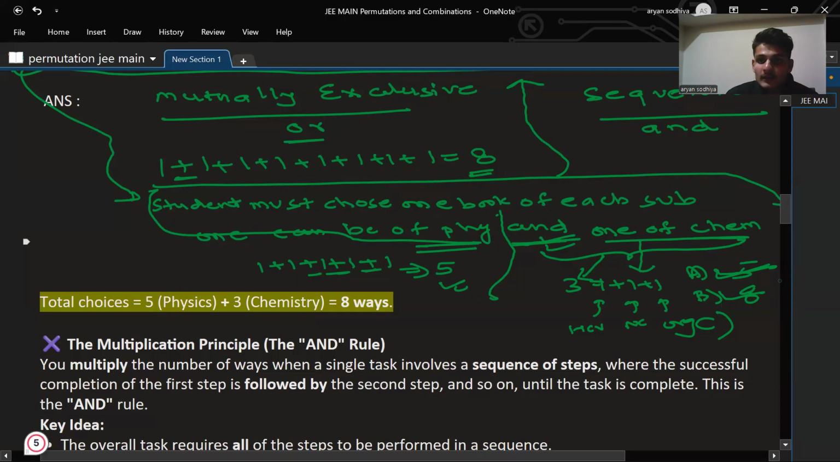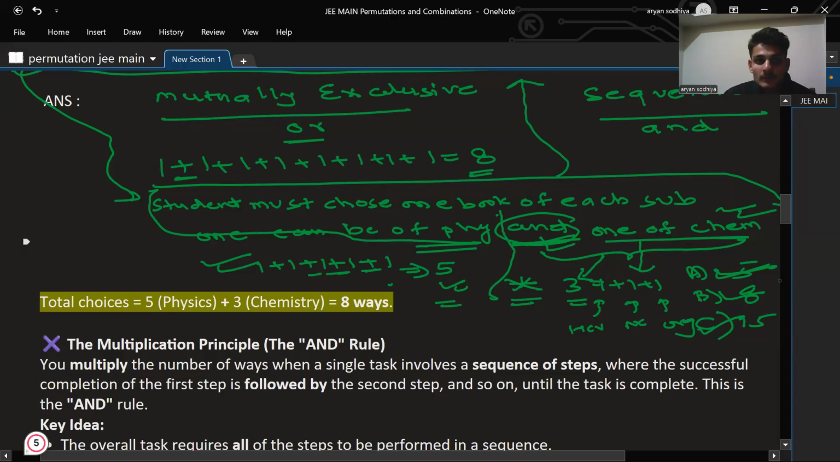Now "and" is there, but to complete the whole task, this task is completed in 5 ways and this task is completed in 3 ways. "And" is here now. So you will multiply the 5 with the 3. So the answer would be 15.